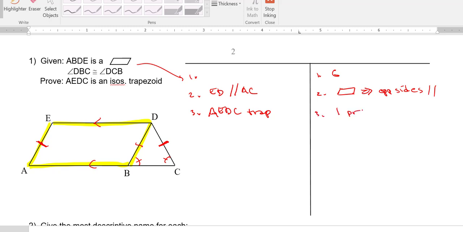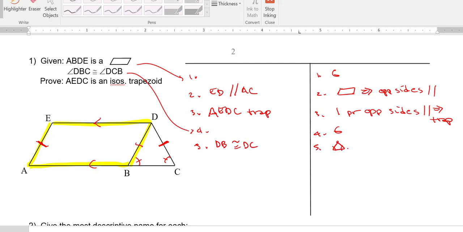One pair of opposite sides parallel means it's a trapezoid. Okay, that's the definition of a trapezoid. And then now I can go ahead and use this information right here. Step 4 is given. Step 5, I know that DB is congruent to DC because of if angles then sides.